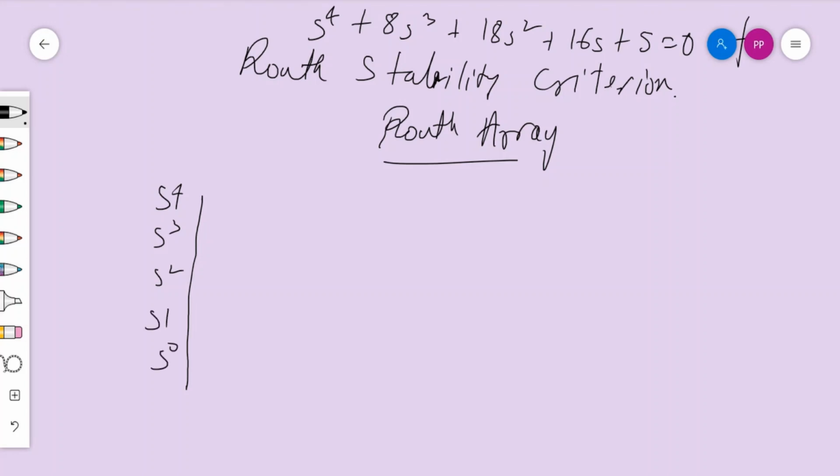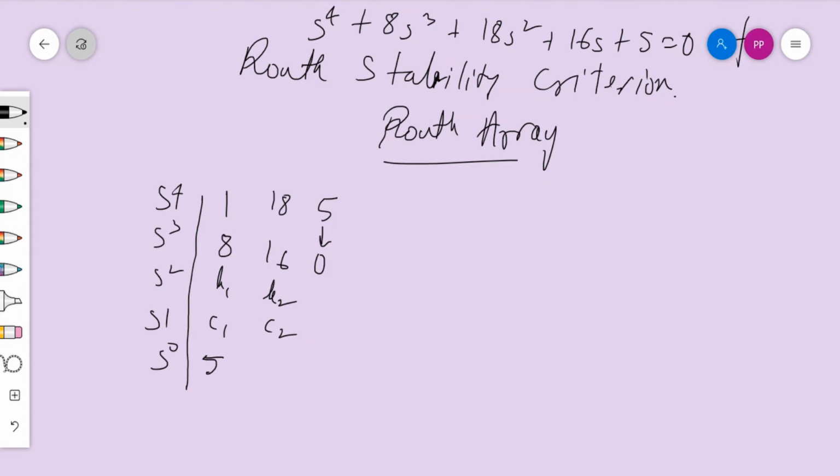So the first element coefficient is 1, then 8, then go to the second column: 18, second column second element 16, then go to the third column: 5. Now we have b1, b2, and where we don't have an element, we can consider it as 0. So b1, b2, then c1, c2, then this should definitely be a 5.